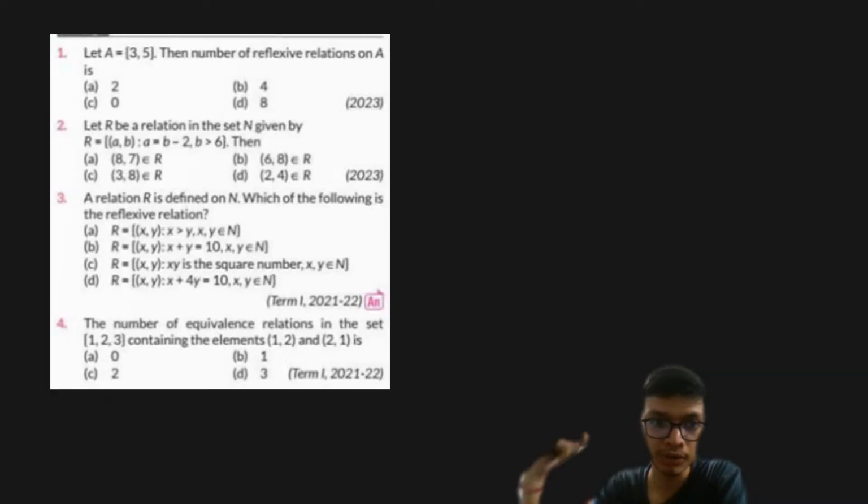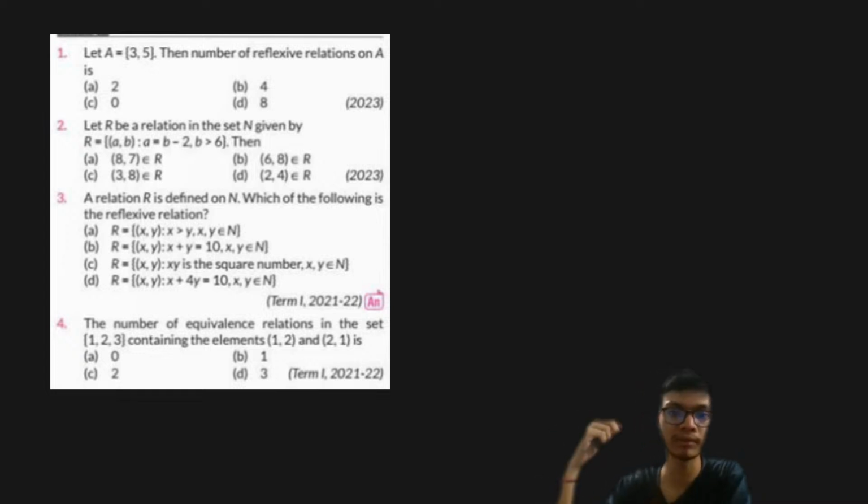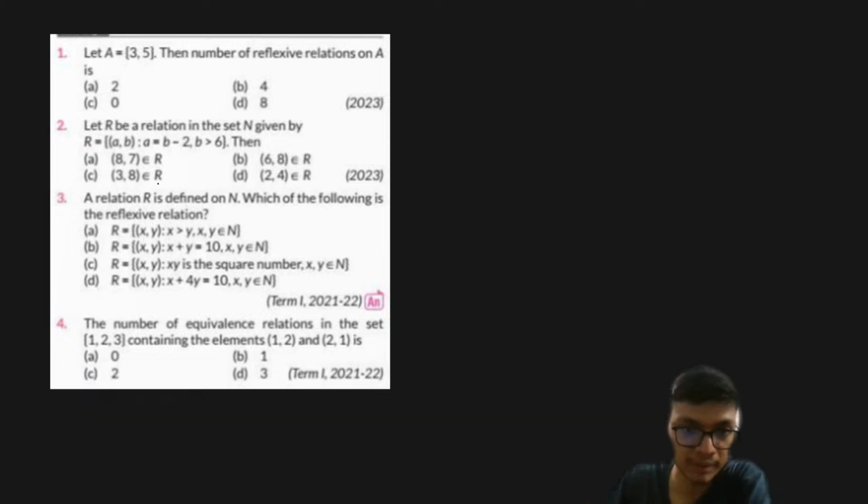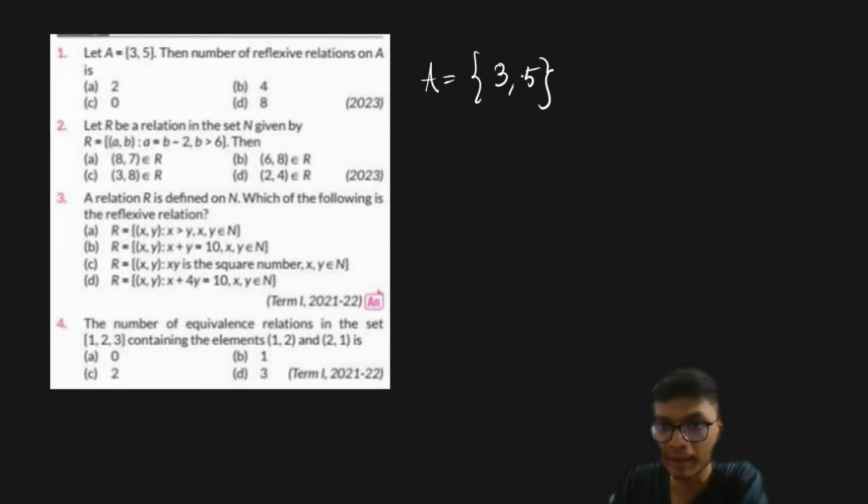So let us now proceed to the next set of MCQ type problems that have also been asked in the CBSE previous year papers. I am generally showing you all the different types of problems that are formed on the type of relations. So the first problem, if you look over here, says that you have a given set A, which contains the elements 3 and 5, right?